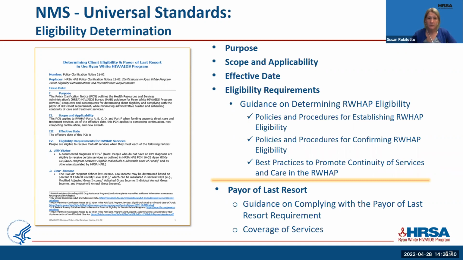This slide shows what Policy Clarification Notice 2102 looks like. As a requirement, a component of this updated PCN eliminated the 6-month recertification requirement to allow RWHAP recipients and subrecipients the flexibility to conduct a timely eligibility confirmation in accordance with their own policies and procedures. Next slide, please.